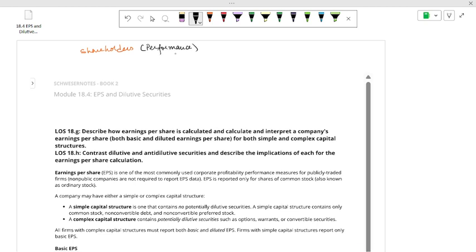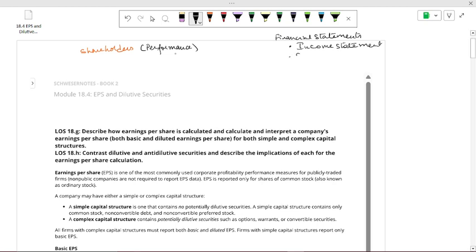When we are preparing the financial statements, we prepare financial statements for three different purposes. There are three different statements. The first one is the income statement. The second one is the statement of financial position, and the third one is the statement of cash flows.